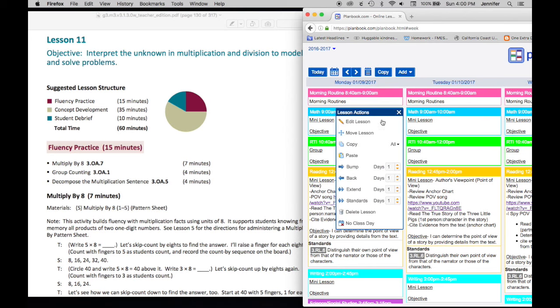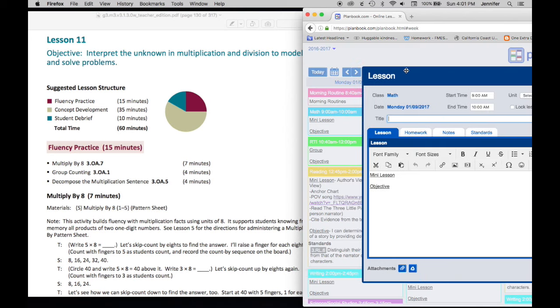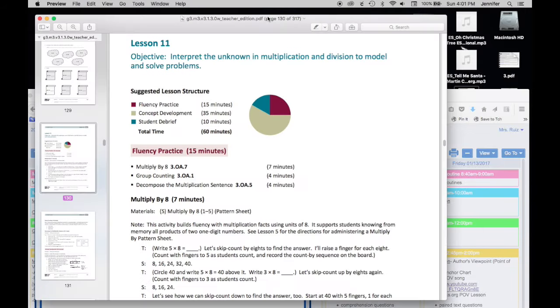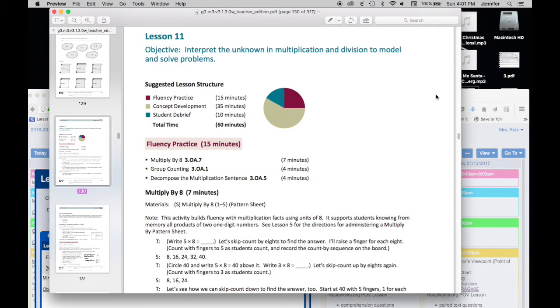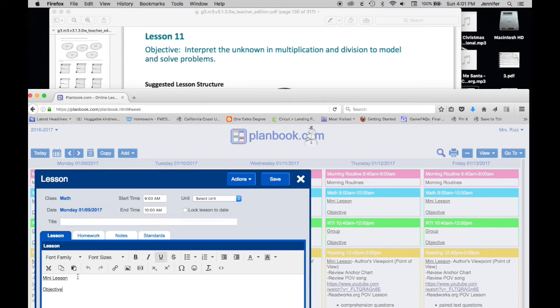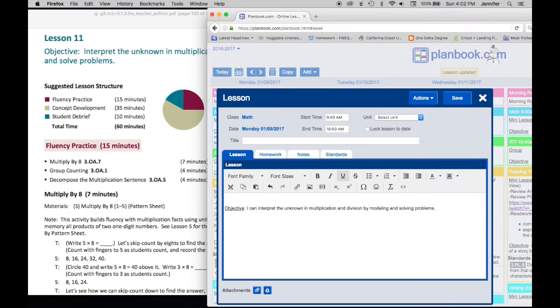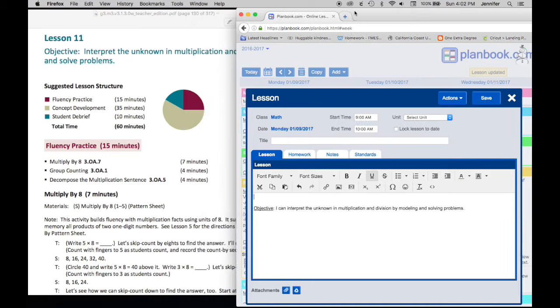I'm going to go into edit lesson, and the first thing I want to do is write my objective. We have to change ours a little bit. We can't just write this objective because it has to have the word "by" in it. Basically, what are the students required to do, and how are they going to show that they achieved it? So I'm just going to type in this objective. All right, now that I have my objective in, I'm just going to work my way through the lesson.